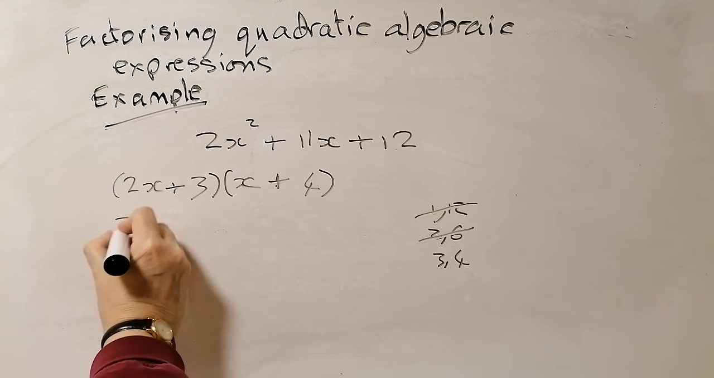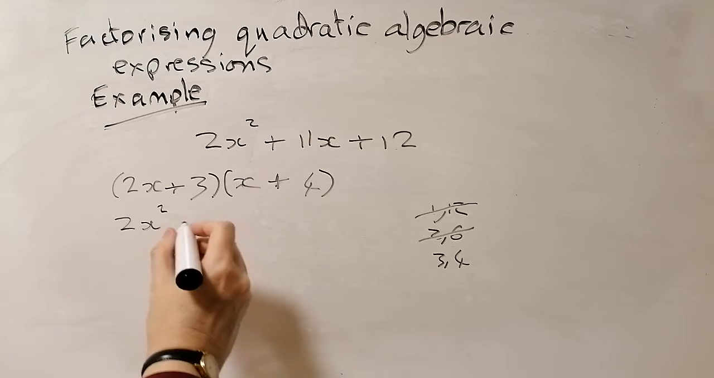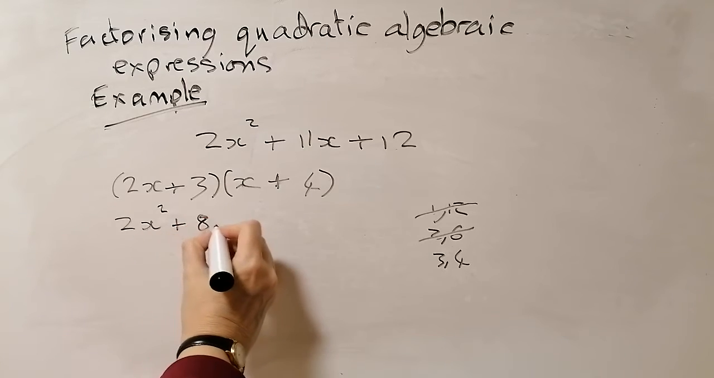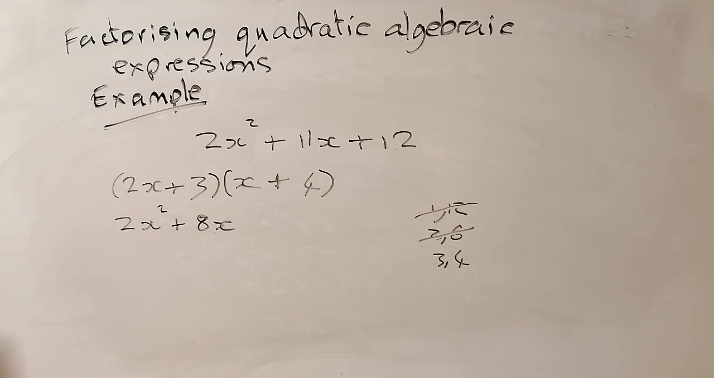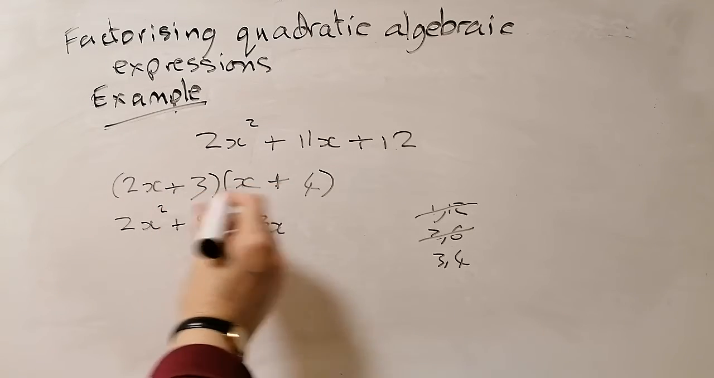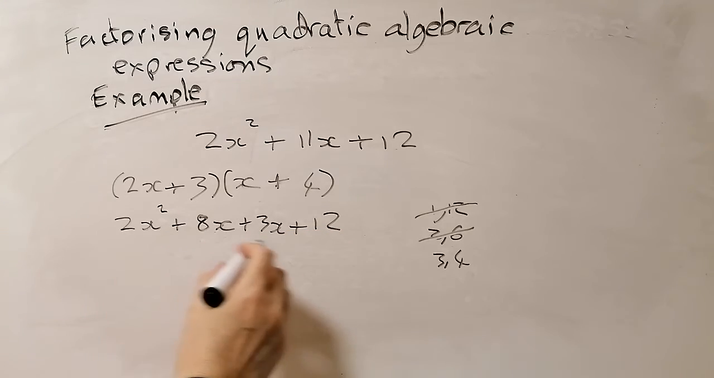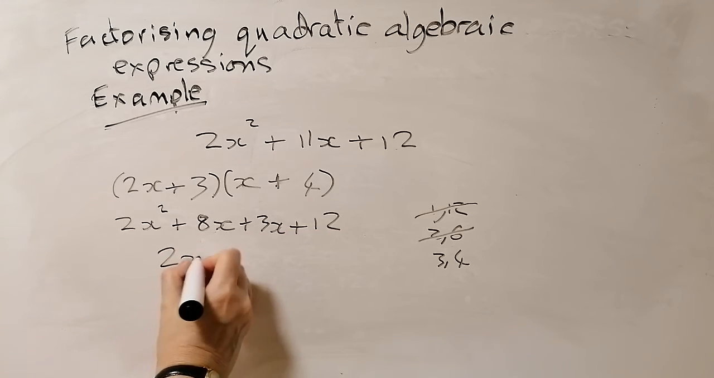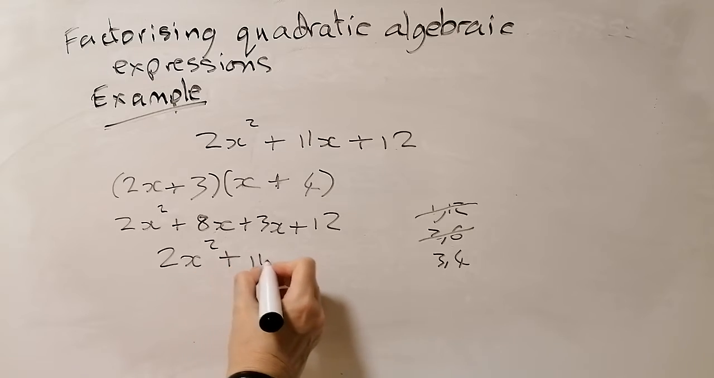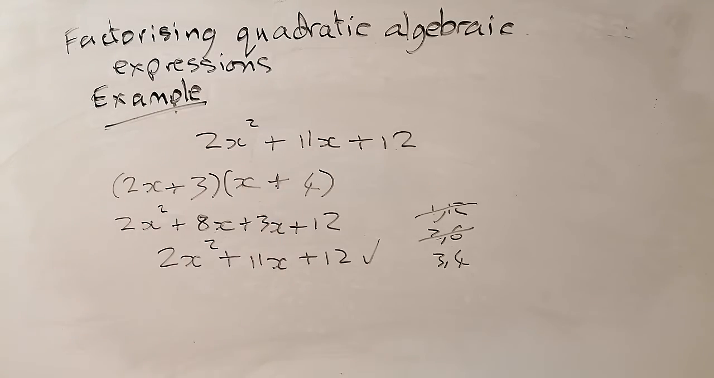2x times x gives us 2x squared. 2x times 4 gives us our 8x. 3 times x gives us our 3x, and 3 times 4 gives us our 12. Then we can add these like terms together, 2x squared plus 11x plus 12, and we get back to our original expression.